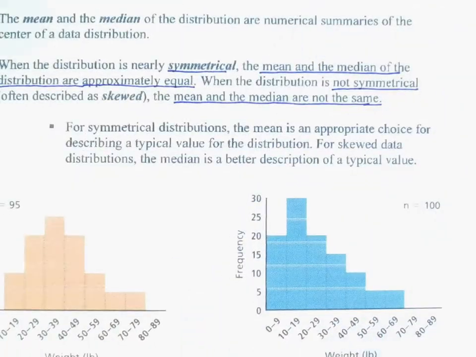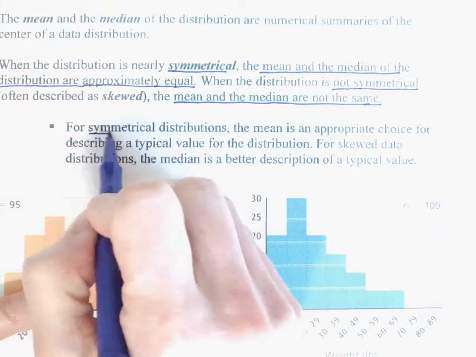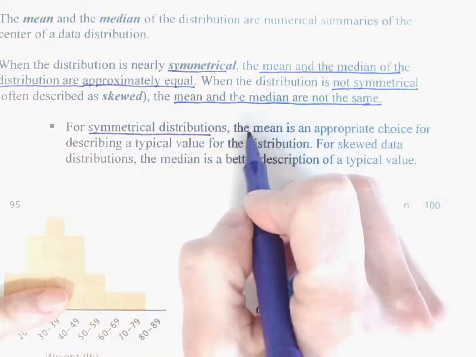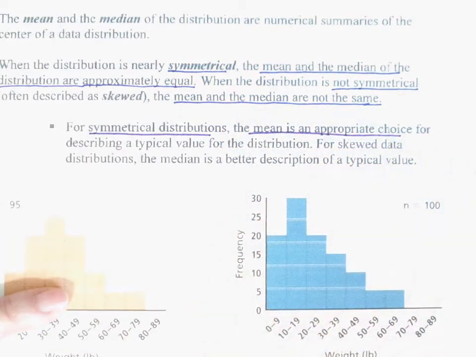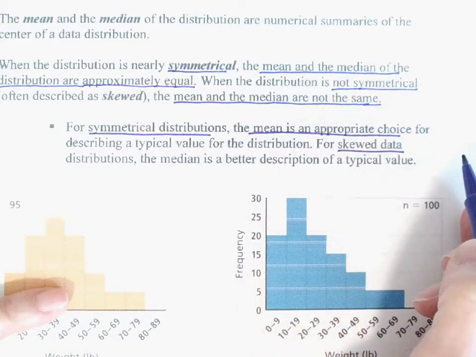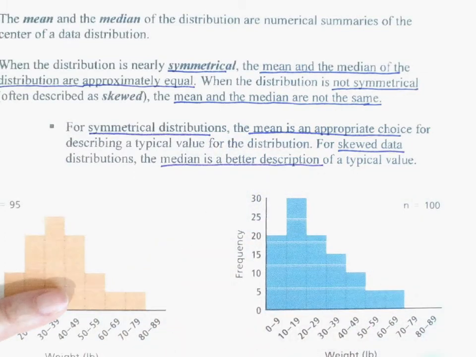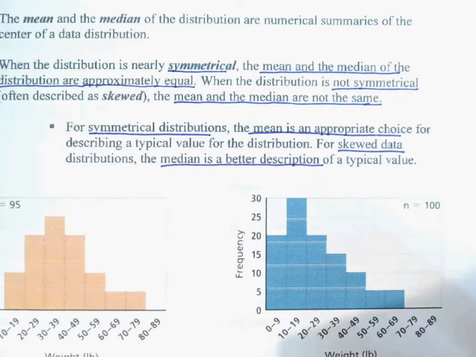And this last part is going to be a lot of your questions on the Google Forms. So when we are given a symmetrical distribution, the mean is your appropriate choice for describing the typical value. When we have skewed data, right or left skewed, the median is a better description of the typical value. So let's go ahead and get through some of these examples and you'll see a little bit more of what I mean.